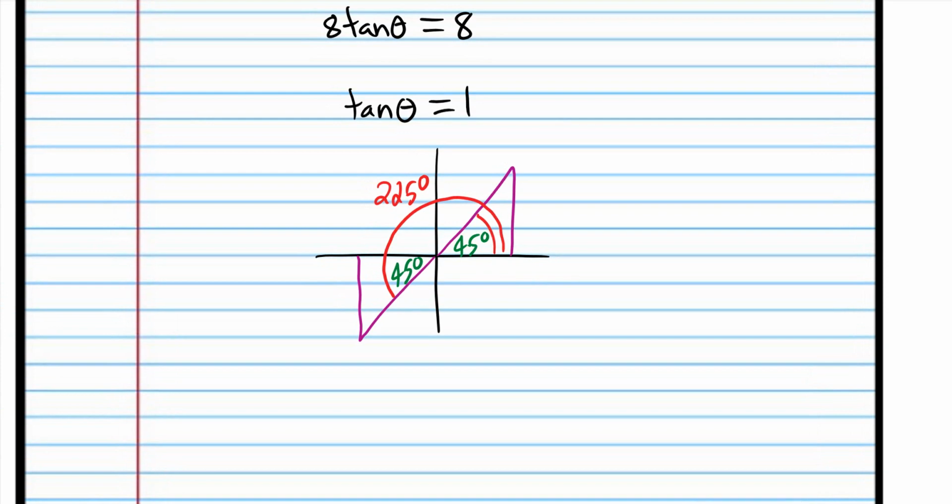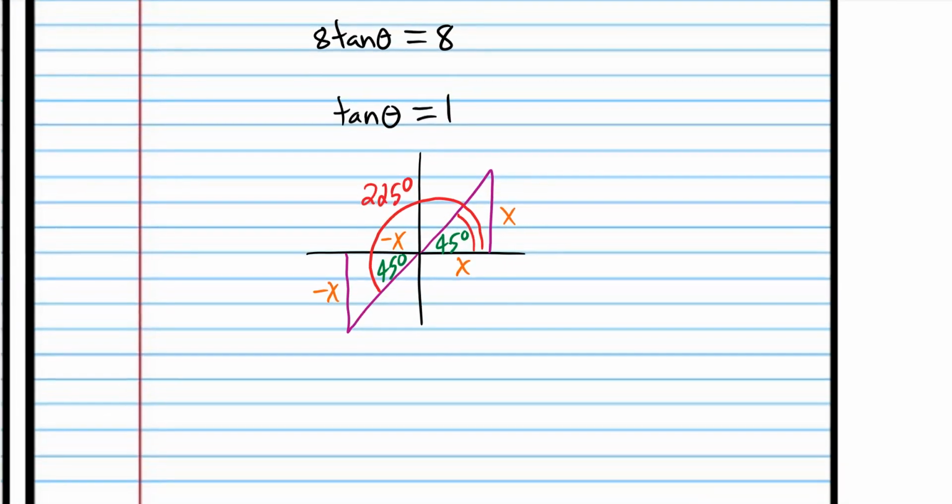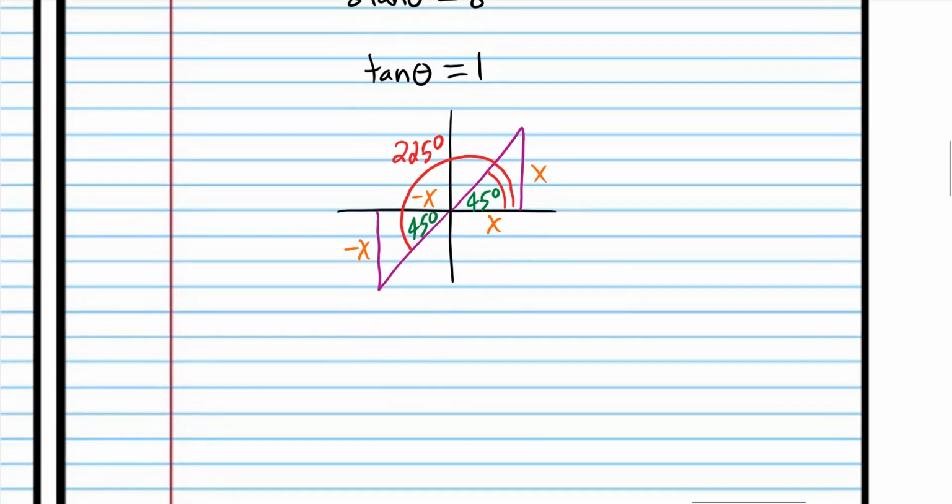The opposite side over here is negative x, this side is negative x, this side is x, this side is x. And that's how we know when we divide the opposite side, because tangent is defined as the opposite over the adjacent side. If we divide two positives, we get a positive, but if we divide two negatives, we get a positive also. That's how we know it's in the third quadrant. Again, this is all stuff that we went over in previous classes. So, we have our solutions.